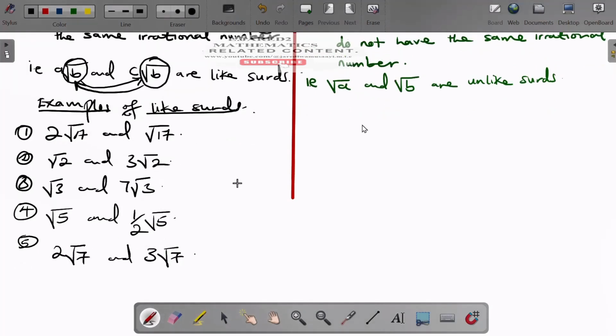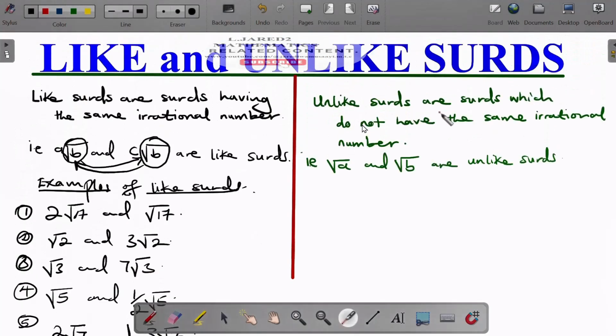Then on the right hand side, unlike surds are surds which do not have the same irrational number. That is to say, if we have the surd square root of a and the surd square root of b, then these two surds are unlike. They are unlike surds because the irrational number or value is not the same.